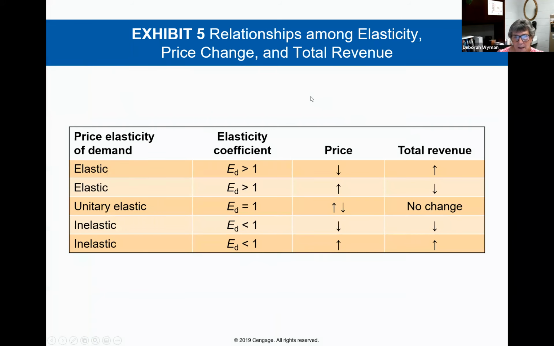So this is just a little chart that I left in here because I wanted you to have this available to you. So price elasticity of demand, if it's elastic, the coefficient is greater than 1. Just remember, coefficient is the amount that you calculated. The price goes down, total revenue goes up. If it's elastic, greater than 1, the price goes up, revenue goes down. Unitary elastic, there's no change. Everything's the same. Inelastic, if it's less than 1, the price goes down, total revenue goes down. Inelastic, if it's less than 1, the price goes up, total revenue goes up.